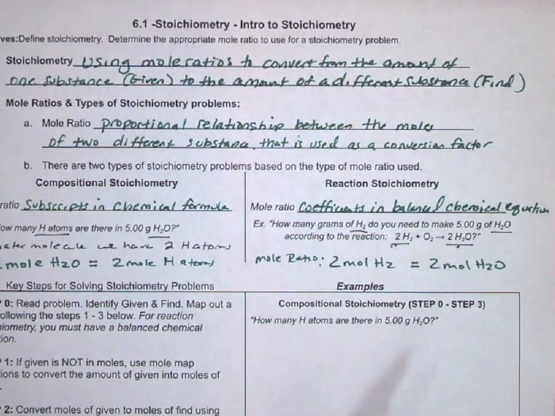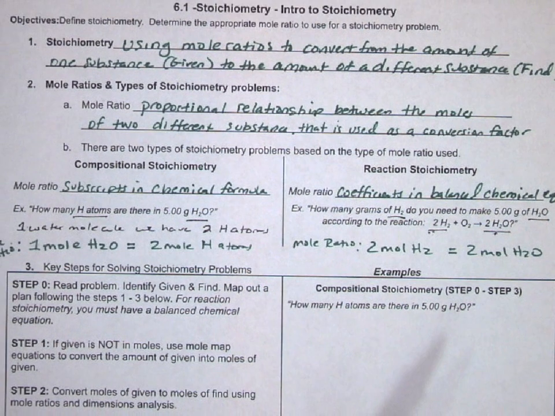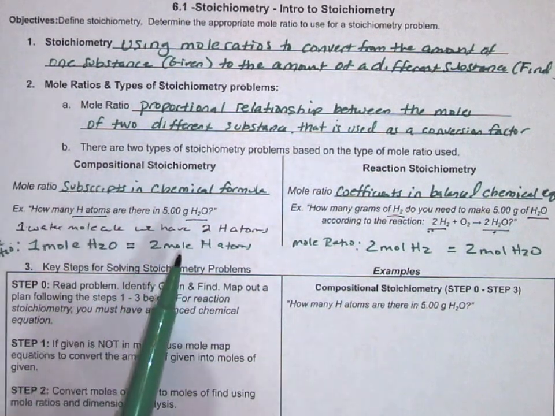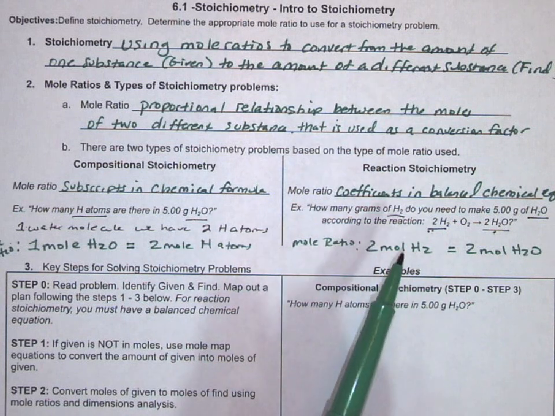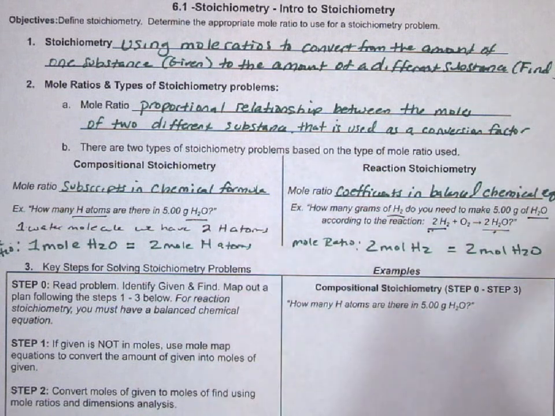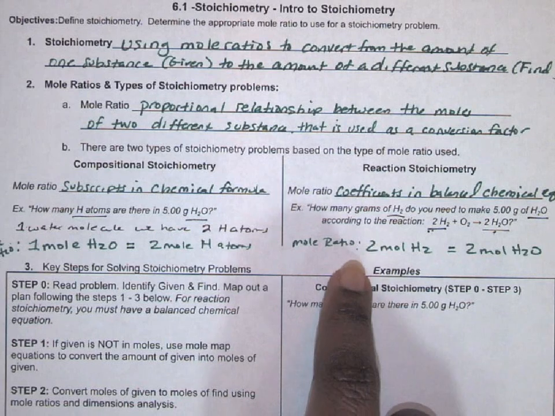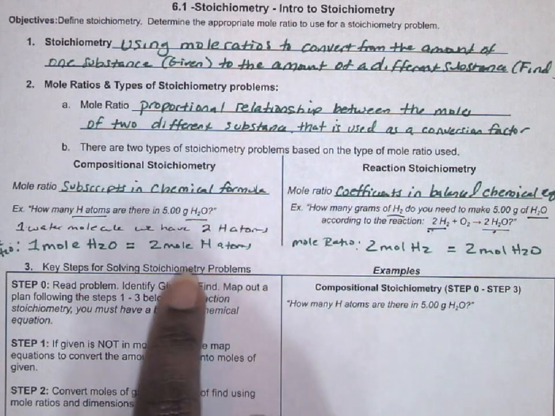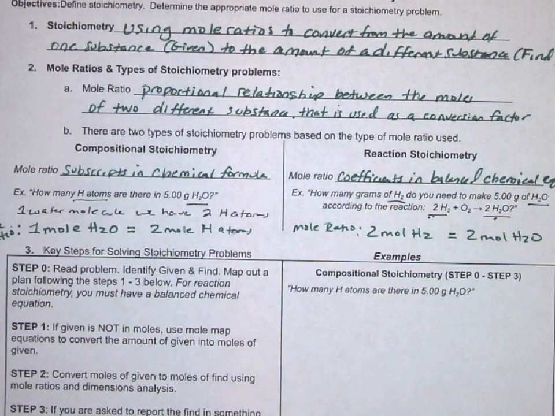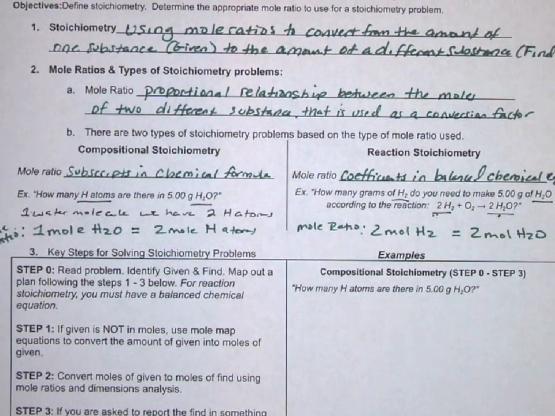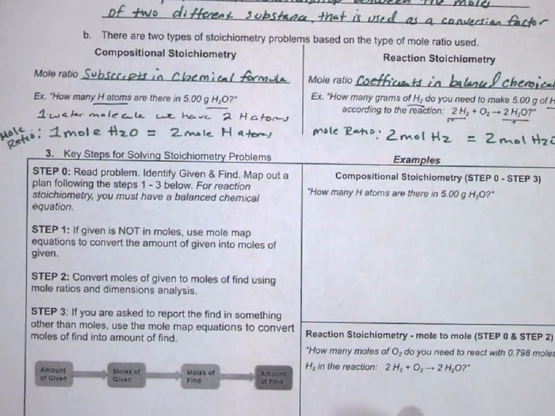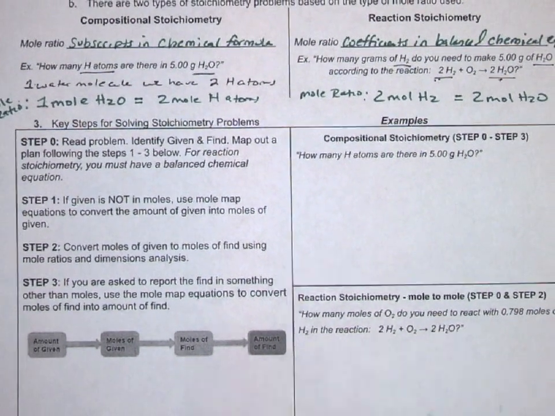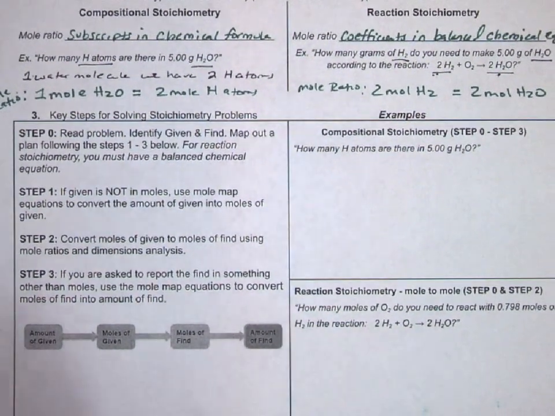Okay, so that's how we get our mole ratios. If it's compositional stoichiometry, use the subscripts. If it's reaction stoichiometry, use the coefficients in the balanced equation. Now for most of this unit, we're going to focus on reaction stoichiometry, but I will show you what compositional stoichiometry looks like. Now that we've gone over the basics of stoichiometry, what I want us to do now is look at the steps for solving these problems. So if you can, take a moment, pause the video now and read through the steps, and then we'll go over them together.